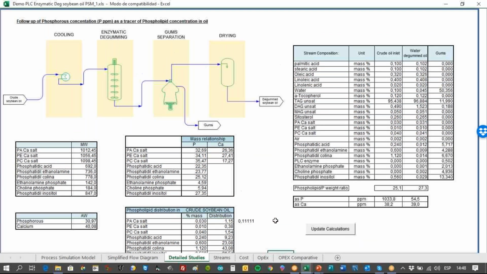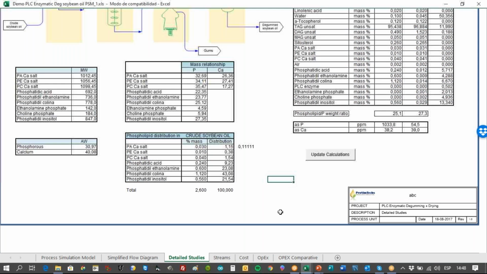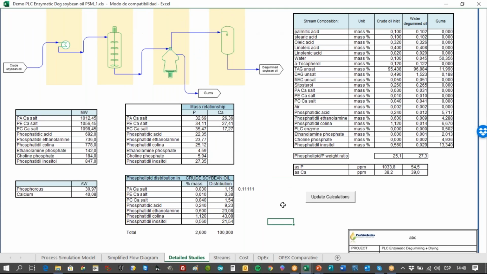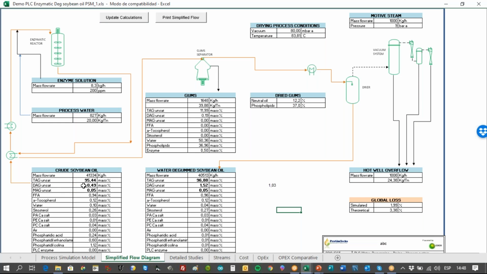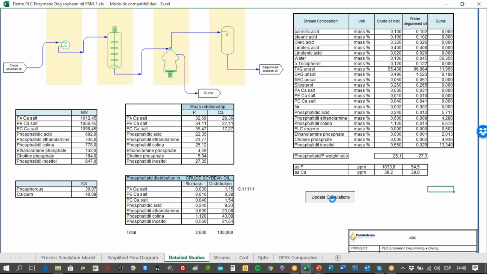Let us now see what happened in terms of diglyceride and in terms of phosphorus content in the water degummed oil. Before I update the calculation, we have about 54 ppm expressed as phosphorus, and we have an increase from 0.5% to 1.5% of diglyceride. So I'm going to update all the results, mainly to check these indicators.